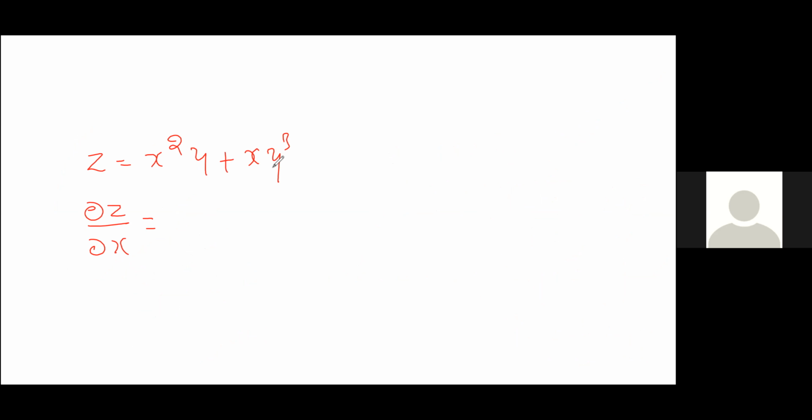What will be the derivative of x square y? 2xy plus y cube. 2xy. Right. So here y is constant. Whenever you differentiate with respect to x, y is constant, into the derivative of x square, which is 2x. So y into 2x. Here y cube is constant and the derivative of x is 1. So that is 2xy plus y cube.